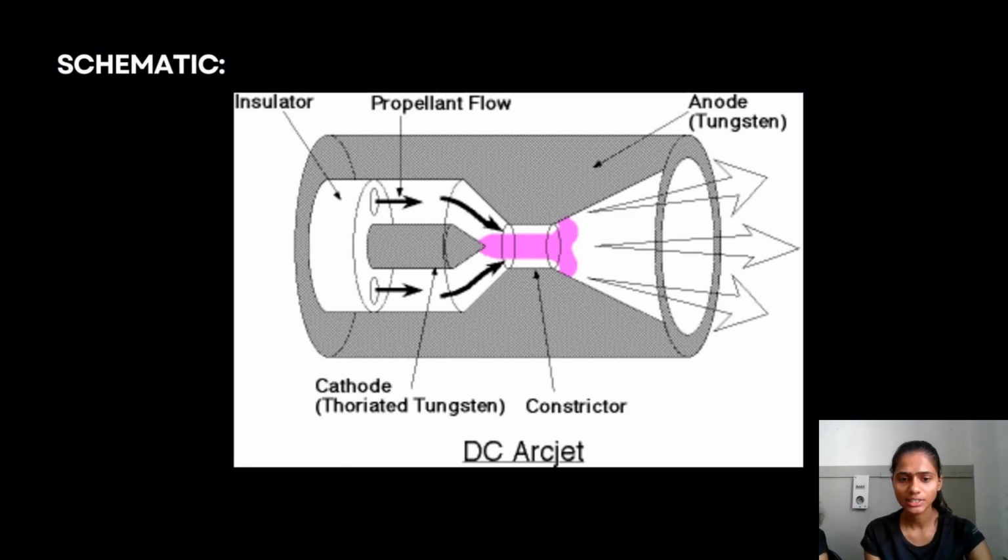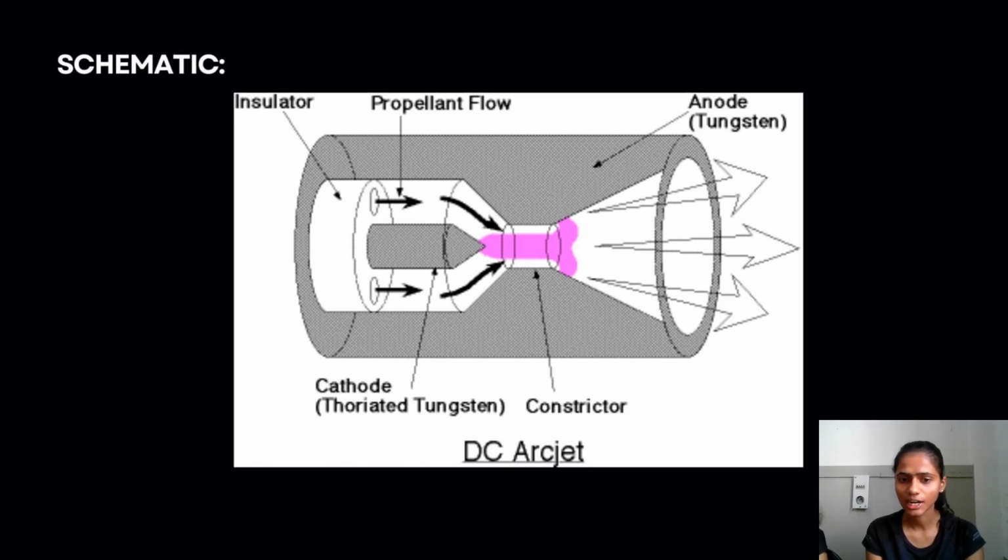To operate the DC arc jet thruster, it is first turned on by applying a voltage to an electrode. This creates an electrical arc between the cathode and anode. The arc heats the propellant to a high temperature, typically on the order of 10,000 Kelvin. The hot propellant is ejected through the nozzle, producing the thrust.